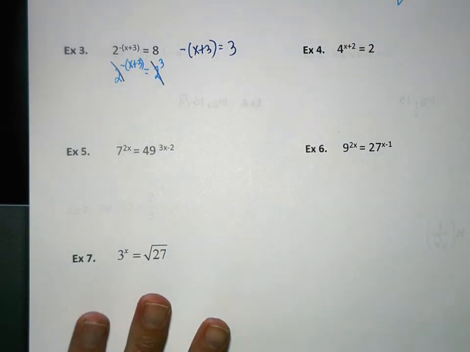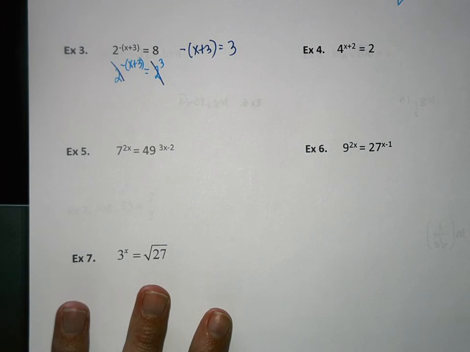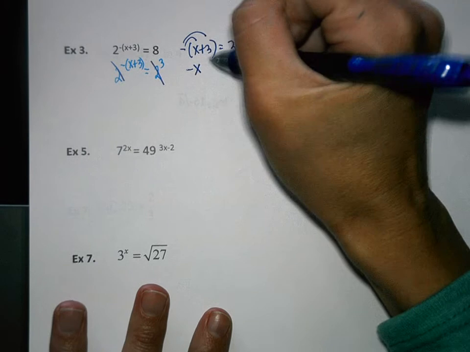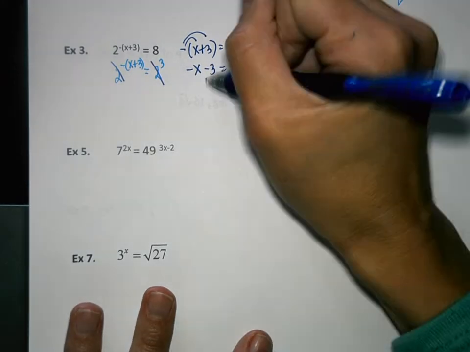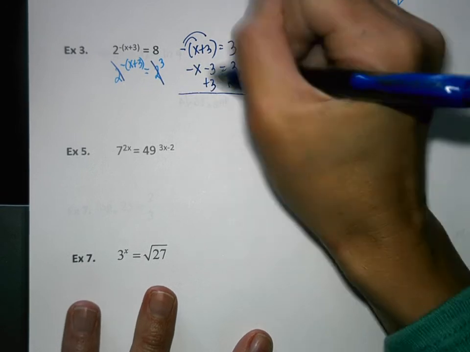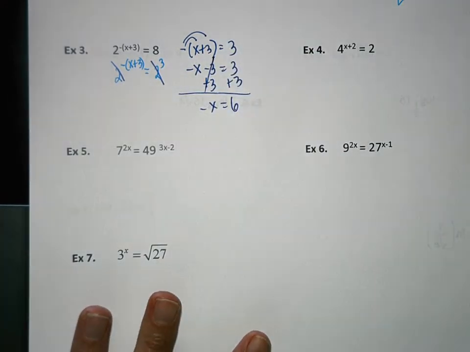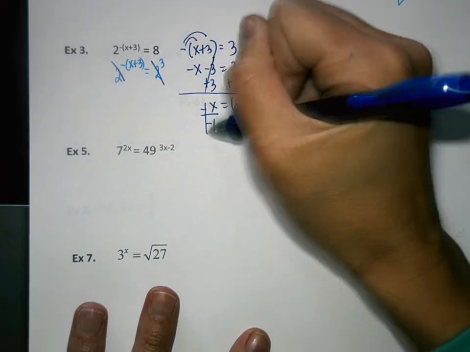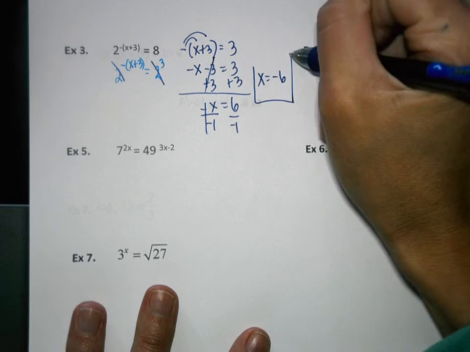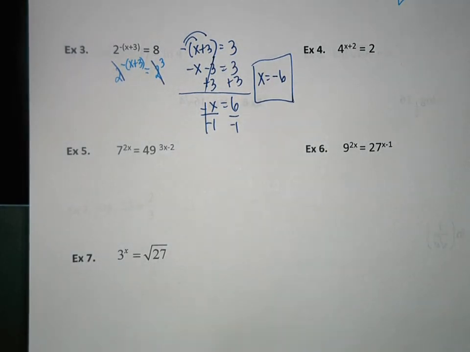What would I do here to solve? You could just divide by negative 1, or we could distribute. Let's go ahead and distribute. If you do it the other way, you'll get the same answer. Negative x minus 3 equals 3. Next step would be to add 3 to both sides. We have negative x equals 6. And then my last step would be to divide by negative 1, and x equals negative 6. Okay, questions?